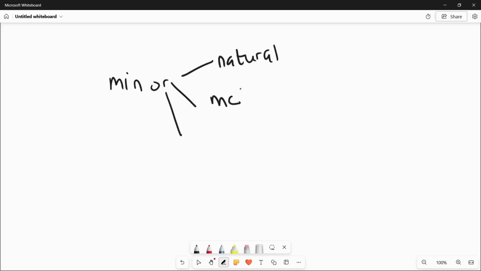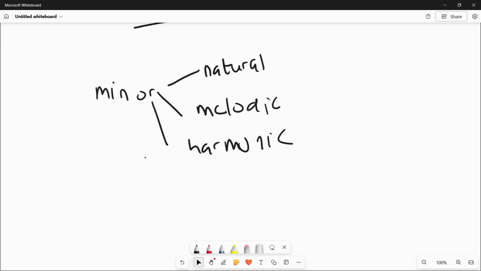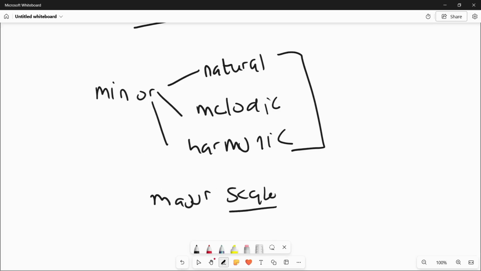So let's start. In the minor scale, we have three types of scales: the natural, melodic, and harmonic minor. Why I bring this up is because why is it that the major scale has only one type of scale? Why does this have three?